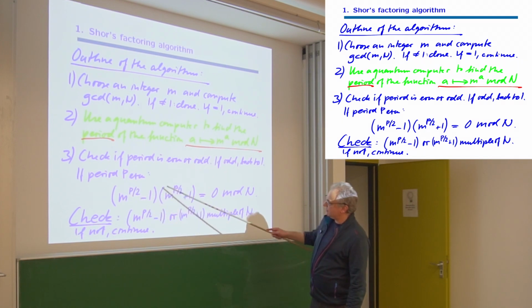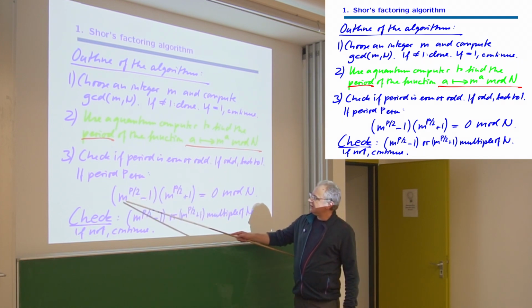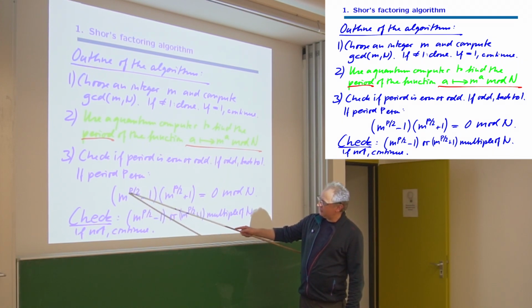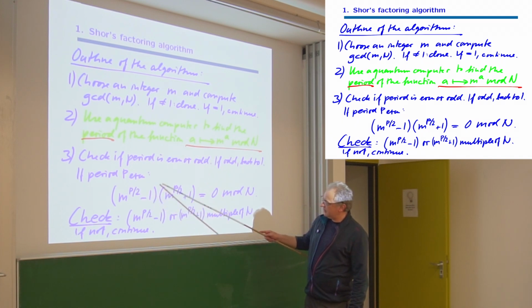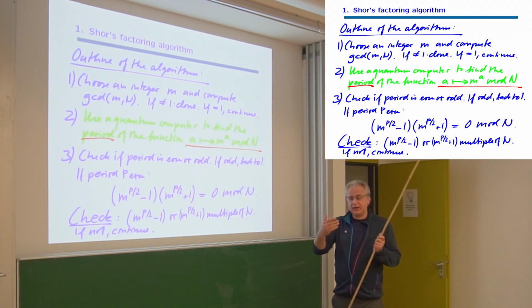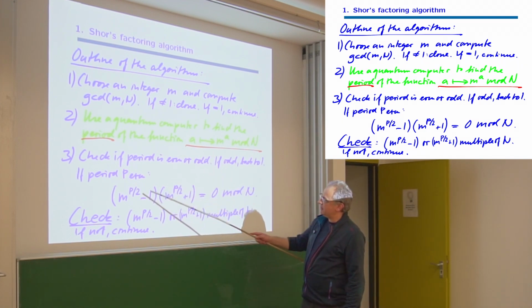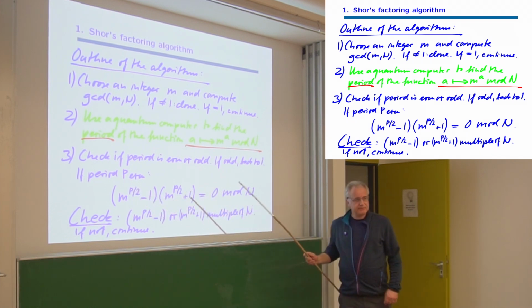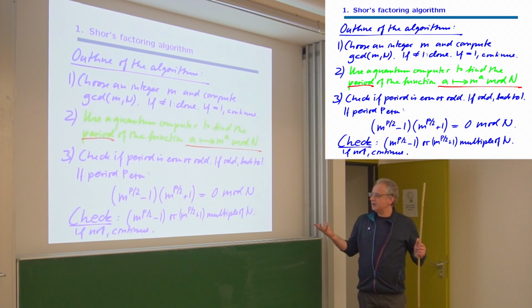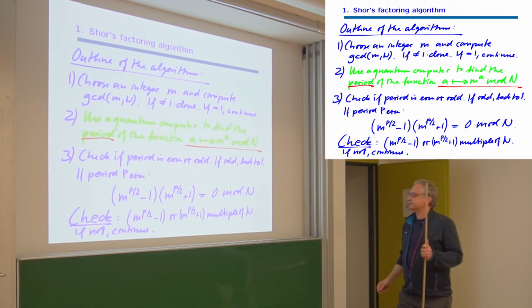So let's look at these expressions. We have 2 factors here. If p is even, then we can form p over 2. So we have m to the power p over 2 minus 1 times the same plus 1. So we can multiply that out, binomial formula. No, nothing very complicated here. This is m to the power p minus 1. And this is 0 mod n. So m to the power p is just 1 mod n. So this is just the expression for p is the period of this function.